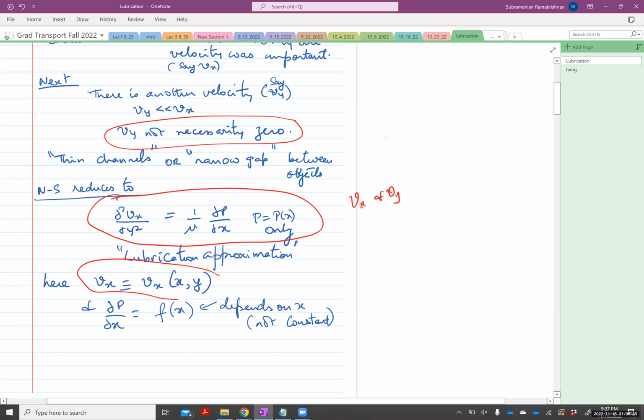Even in the lubrication approximation, Vx is a function of both x and y, and the pressure gradient ∂p/∂x is just going to be a function of x. So there are a number of simplifications. Now the question is, what assumptions do you need to simplify the Navier-Stokes equations to get to the particular equation shown here? How do you do that?